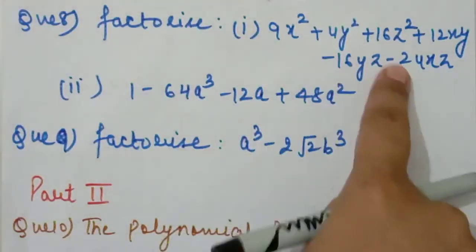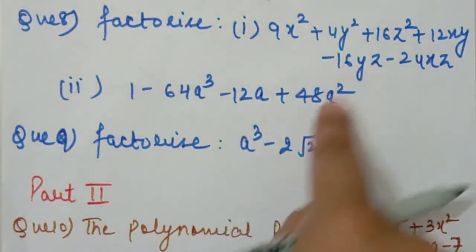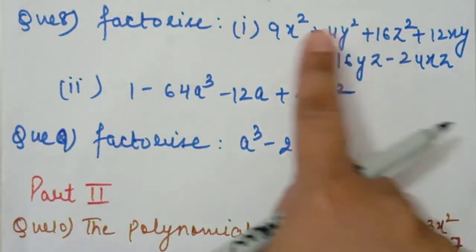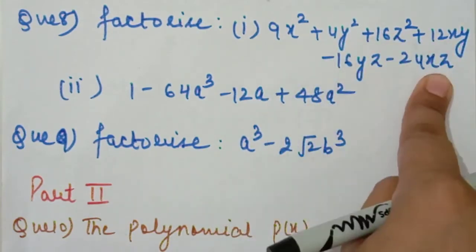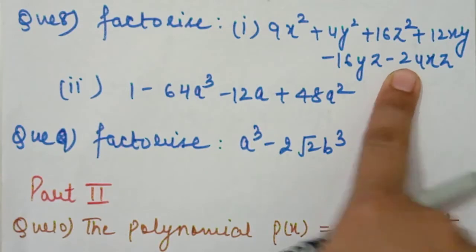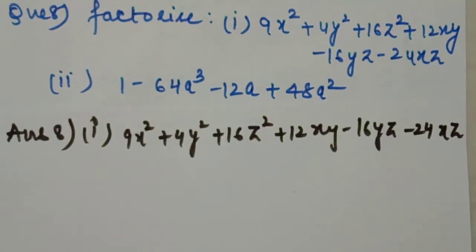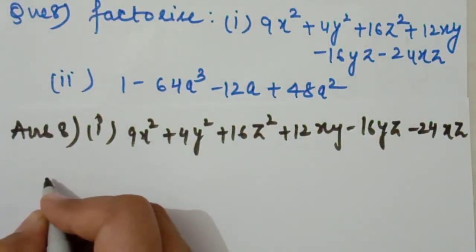Now student, this is your 8th question with two different parts, and in these two identity is applying, and here we have a square plus b square plus c square plus 2ab plus 2bc plus 2ca. So we will close this identity. So students, question number 8, part number first, this is your part number first. We have to factorize it.